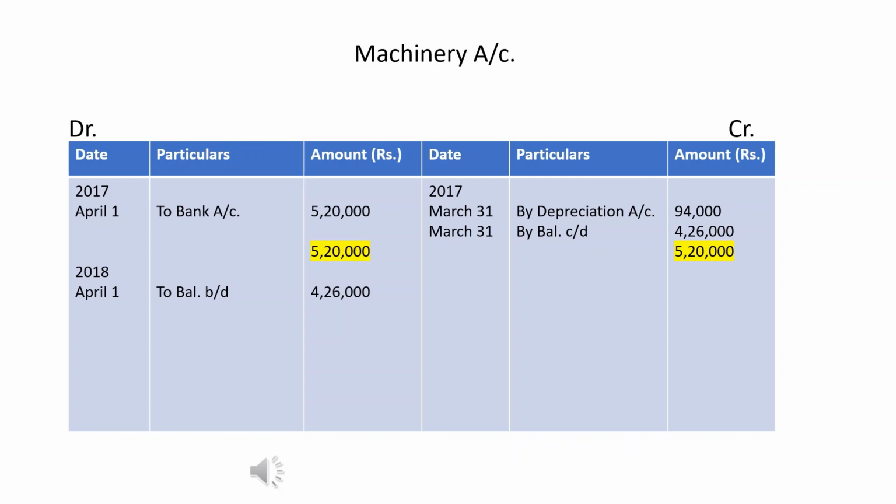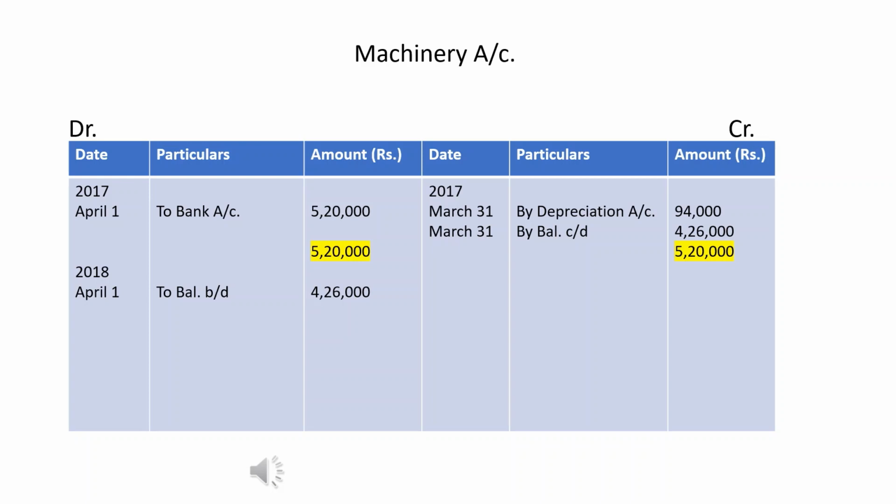सबसे पहले date के अंदर we will write the year for which we are working, that is 2018. After that we will write the first day of the financial year, that is 1st April. Under particulars we will write the opening balance of the machinery, meaning when this year starts, what is the value of your machinery. That is the same as what was the closing balance of the machinery previous year, that is 4,26,000 rupees. That means when 2018 starts, your machinery's value is 4,26,000 rupees.